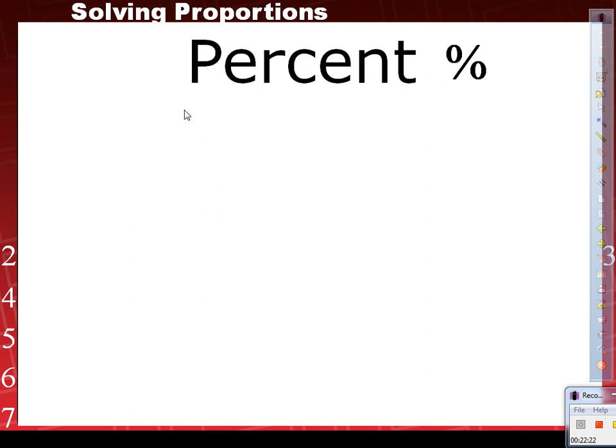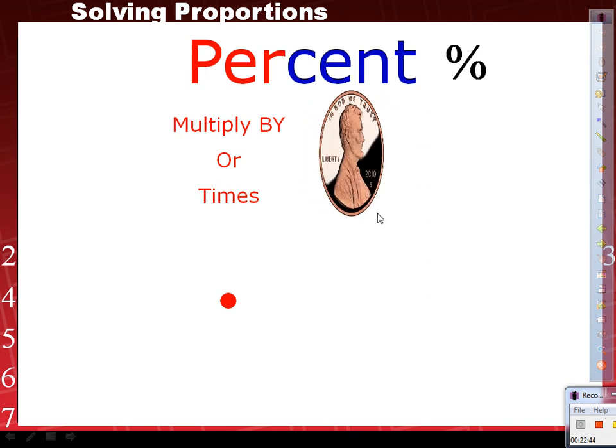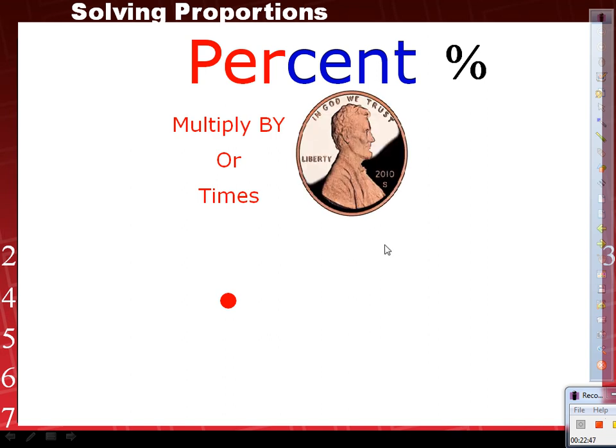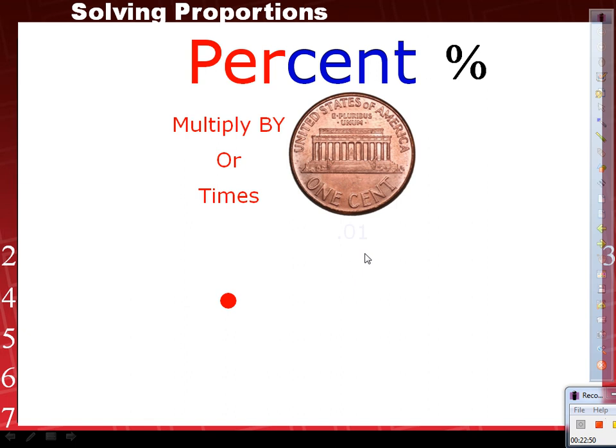The word percent is broken down into 2. Per means multiplied by or times. The symbol that we use is a multiplication sign. The last part is known as cent. Does that sound familiar? Yeah, we've seen that here. Why? Because cent means, how many of these in a dollar? 100. So if we write it in decimal, it's 0.01, and in fraction form, it's 1 out of 100. So the symbol for percent actually means times 1/100. Does that make sense? Once again, the symbol means times 1/100.